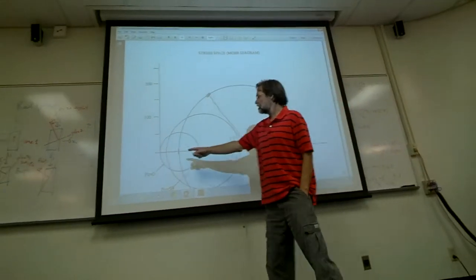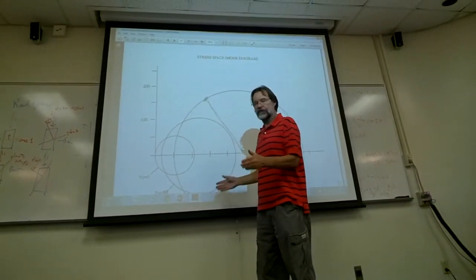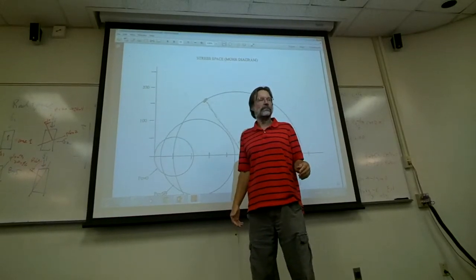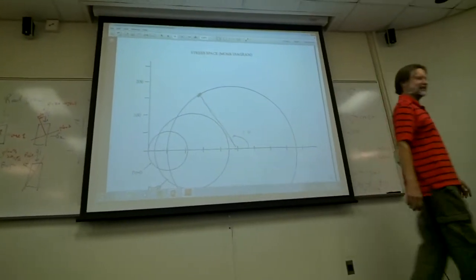First experiment has a smaller Mohr circle because it failed at lower stresses. The next one's larger. The next one's larger than that. And we'll pick that up next time as to why that occurred.